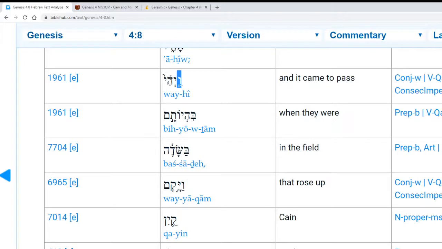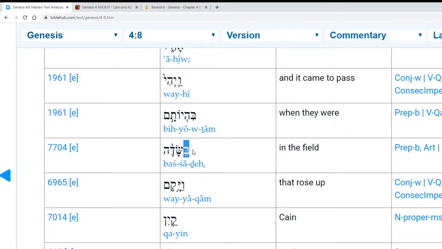Vayehi, we've had many times, conjunctive vav, yehi, to be, and it came to pass, and it was. Bihyotam, so prepositional bet, hiotam, lihiot is the infinitive, right? Of yehi, bihiotam. Haya is Hey, Yud, Hey, to be, and the Hey at the end is turning into a Taf. Bihiotam, third person masculine plural, being that they were, ba sadeh.